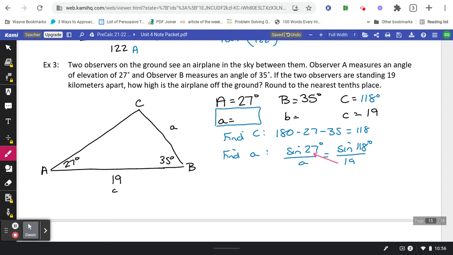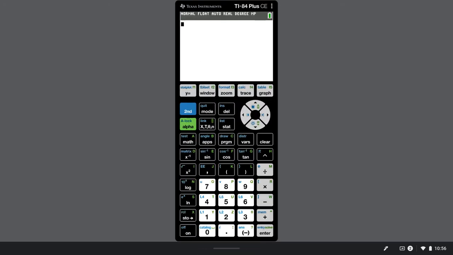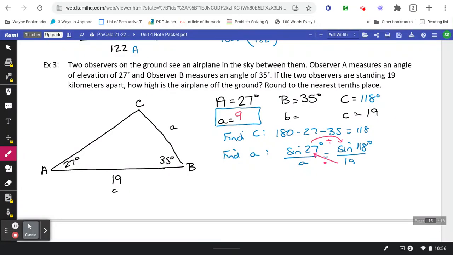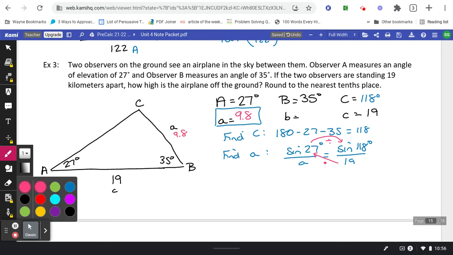We'll need to cross multiply 19 times sine of 27 and then divide by the sine of 118. Let's pull that up on the calculator. 19 times the sine of 27, close the parenthesis, divided by the sine of 118, close the parenthesis, and that'll get us our answer for A. Let's round that to 9.8. So what we have is that this side is equal to 9.8.